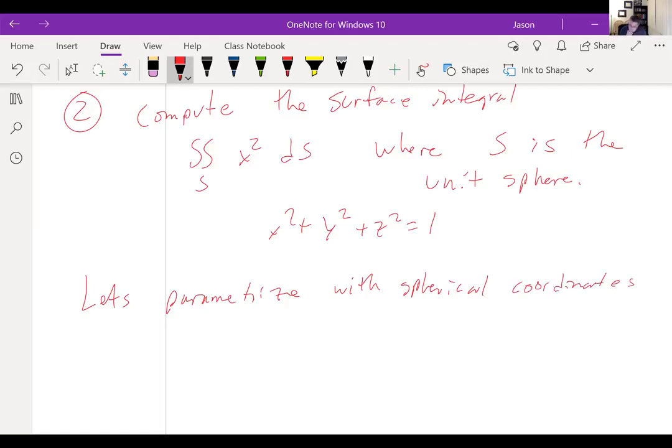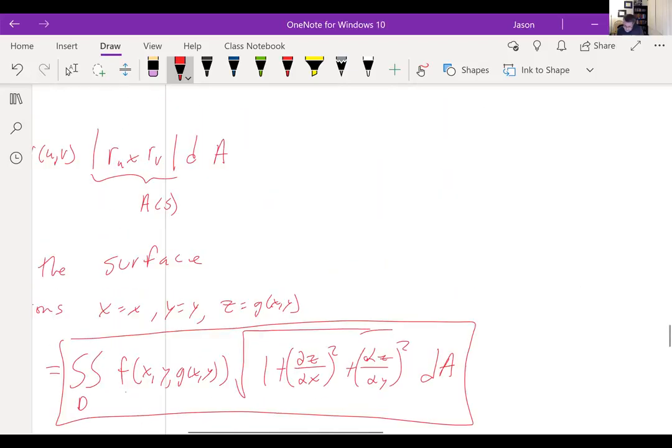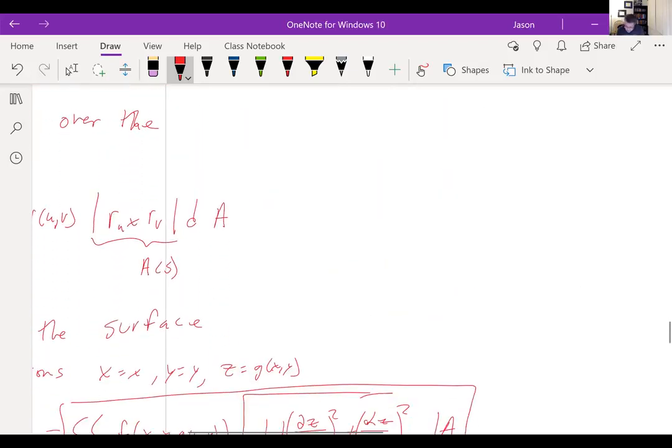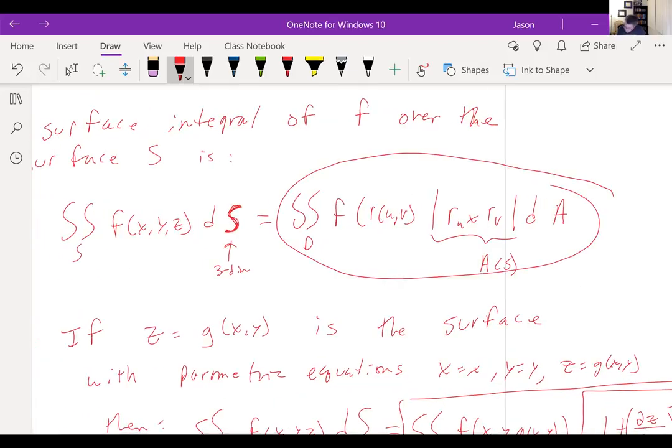Okay, let's parametrize this with spherical coordinates. In this case, we can't solve directly for z. Does that make sense? If we could solve directly for z, then we could do the same thing that we did before. But we cannot solve directly for z because it's not a function. So we have to use the previous formula, which is way up here. I could scroll over. We have to use this thing here.